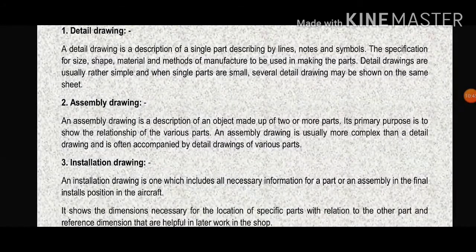And second, assembly drawing is a description of an object made up of two or more parts. Its primary purpose is to show the relationship of the various parts. An assembly drawing is usually more complex than a detailed drawing and is often accompanied by detailed drawings of various parts.